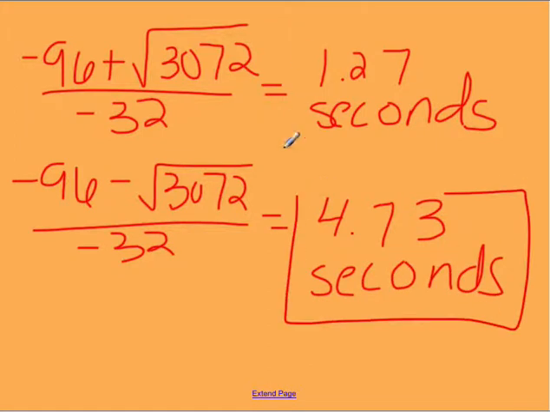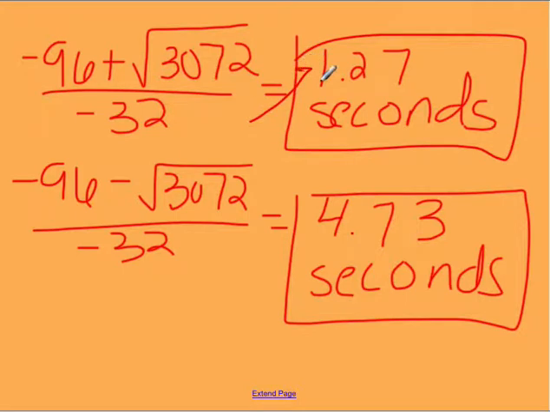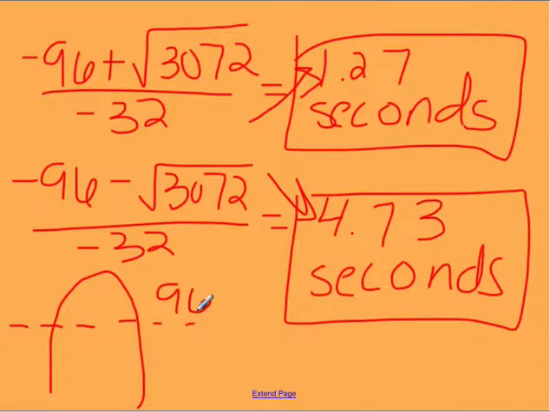So it ends up hitting it twice, once on the way up at 1.27 seconds, and once on the way down at 4.73 seconds. Think about that visually, okay? So here's where our 96 feet is on our parabola, and we're hitting it twice. So that's why there's two answers.